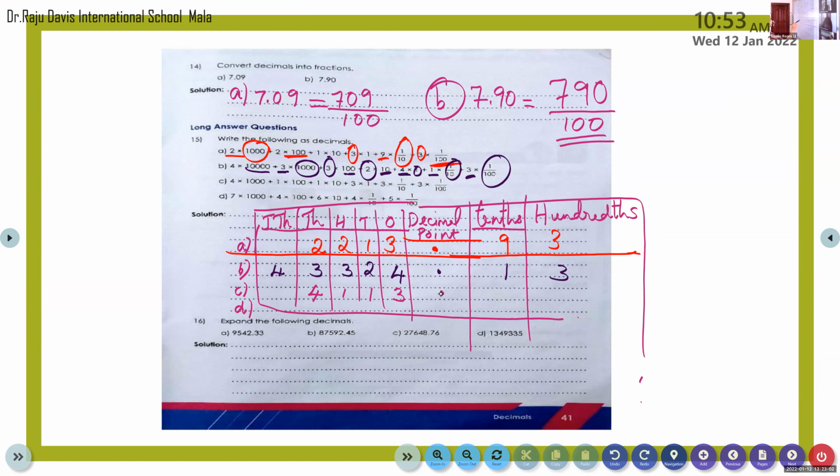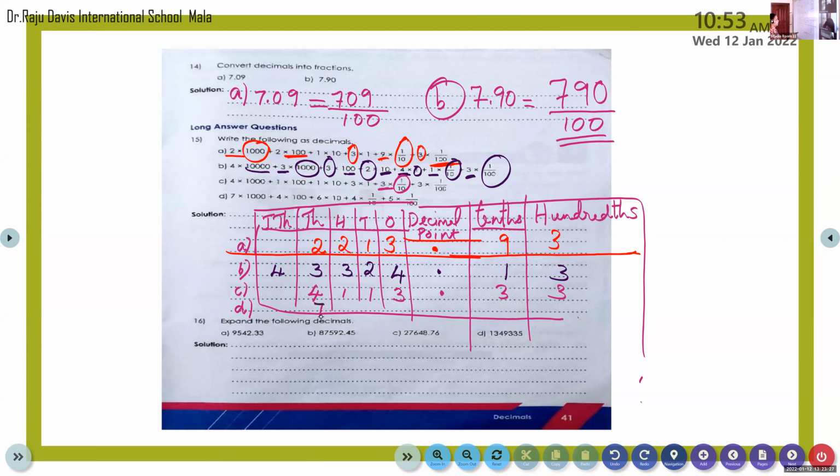Okay. Again, after decimal point, look here. In tenth place, which is the number? 3. Again, we have 3 for hundredth. Okay. Then next one. Again, you can see 7 in thousands place.